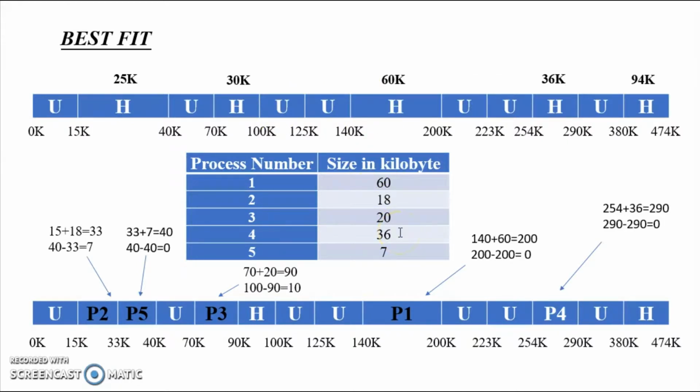The size in kilobytes is 36. So this time we search from the first one. It just has 7 left, and the second one just has 10 left, and the third one is 36 kilobytes. This time we can place our fourth process into the third hole, which here starts from 254 kilobytes and ends at 290 kilobytes.